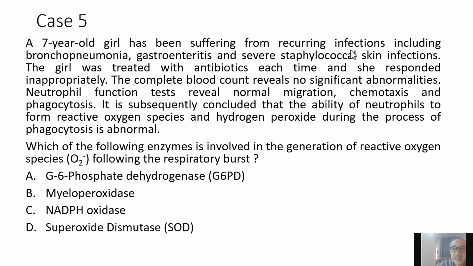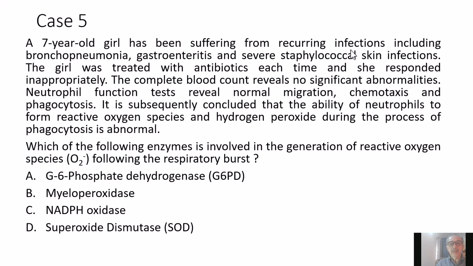One of the toxic materials for the microbe is the reactive oxygen species: superoxide anion plus hydrogen peroxide plus hypochlorite. All these are very lethal to the microbes. They are formed during the intracellular digestion of the microbes. The question is, which of the following enzymes is involved in the generation of the reactive oxygen species or superoxide anion, O2 minus?